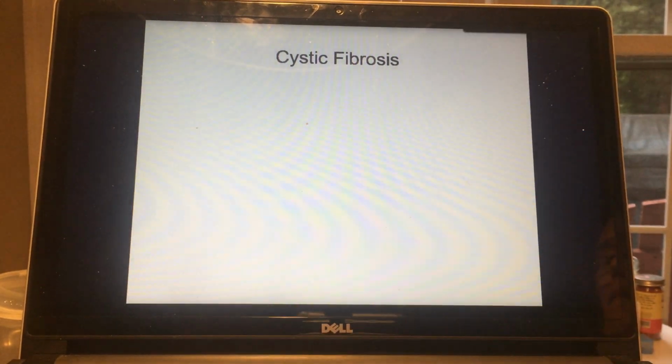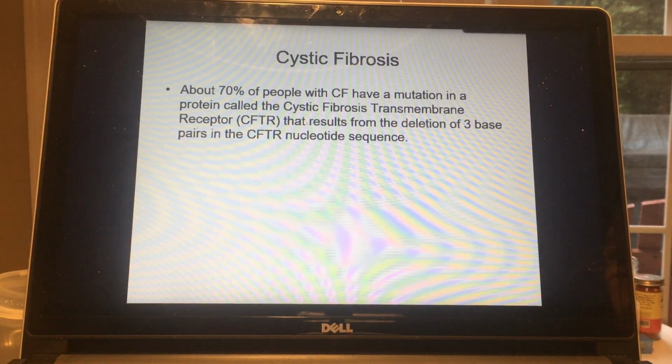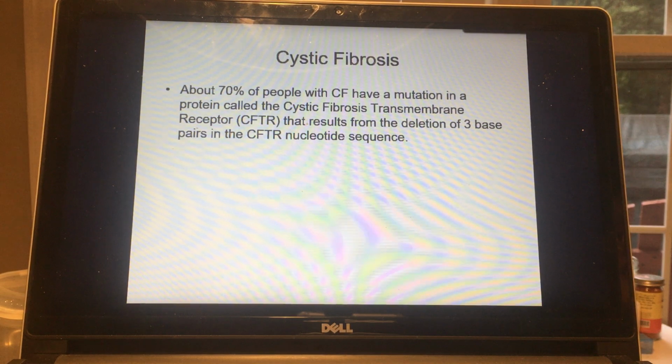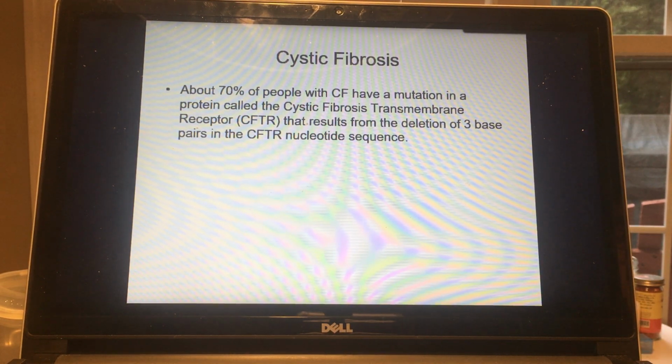So one interesting mutation is cystic fibrosis. About 70% of people with cystic fibrosis have a mutation in a protein called the cystic fibrosis transmembrane receptor, and it results from a deletion of 3 bases. Now, the interesting thing with this is that the 3 bases that are deleted are an exact triplet. If it had deleted 2 bases or 1 base, it actually would have been worse and caused a frameshift mutation.